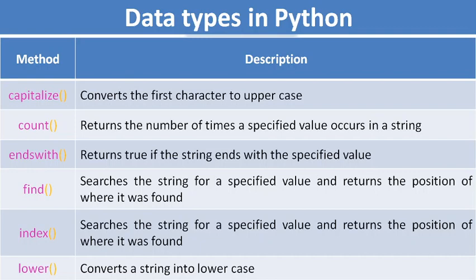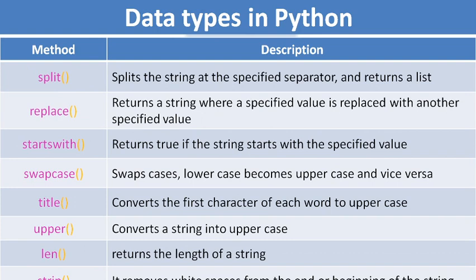Then lower. It converts a string into lowercase. We will see in a bit. Then split. It splits the string at the specified separator and returns a list. Replace. It returns a string where a specified value is replaced with another specified value. Then starts with. It returns true if the string starts with the specified value. Then swap case. Swap case is lowercase becomes uppercase and vice versa. Uppercase will become lowercase. Title. It converts the first character of each word to uppercase. And then upper, it converts a string into uppercase.